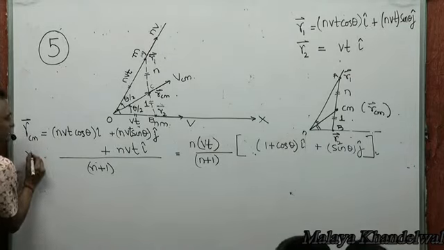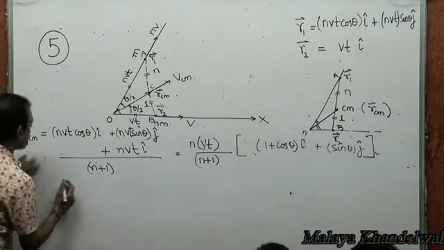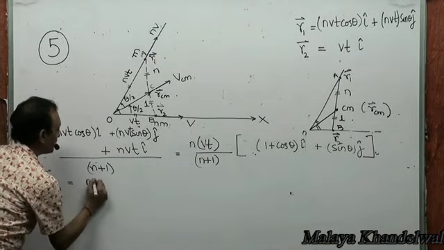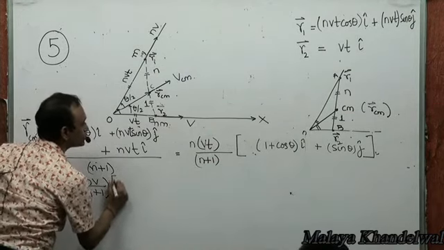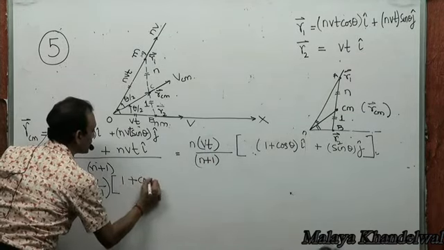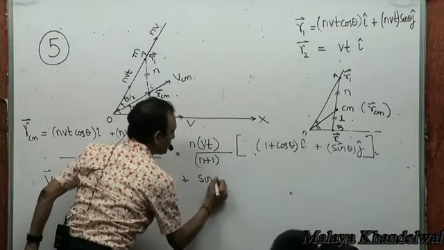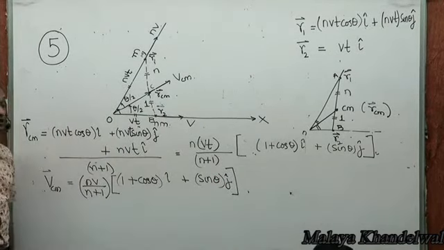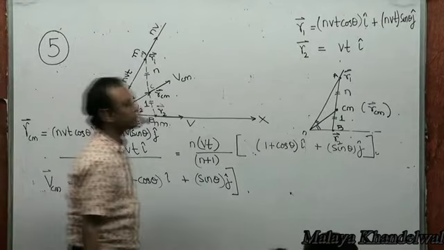If I differentiate this, what would I get? Velocity of the center of mass, right? So on differentiating this, the velocity of the center of mass then becomes nV by n plus 1 into (1 plus cos theta) i cap plus sin theta j cap. That becomes the velocity of the center of mass. I need to find the magnitude of this vector. Mod VCM is the magnitude of this vector.